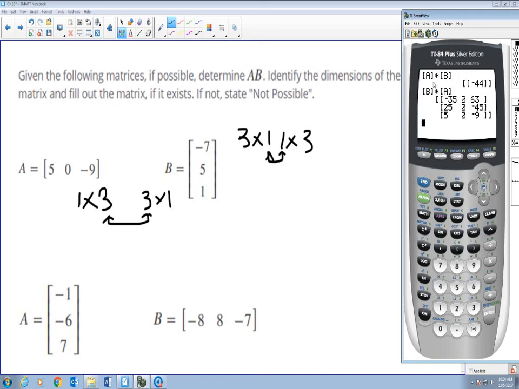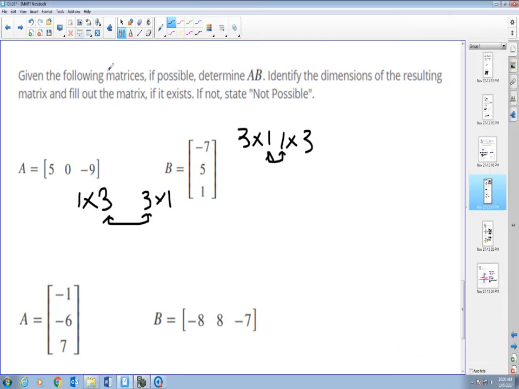So when we talk about matrix multiplication, it does not have the commutative property. A times B is not the same as matrix B times matrix A. It does not have the commutative property.